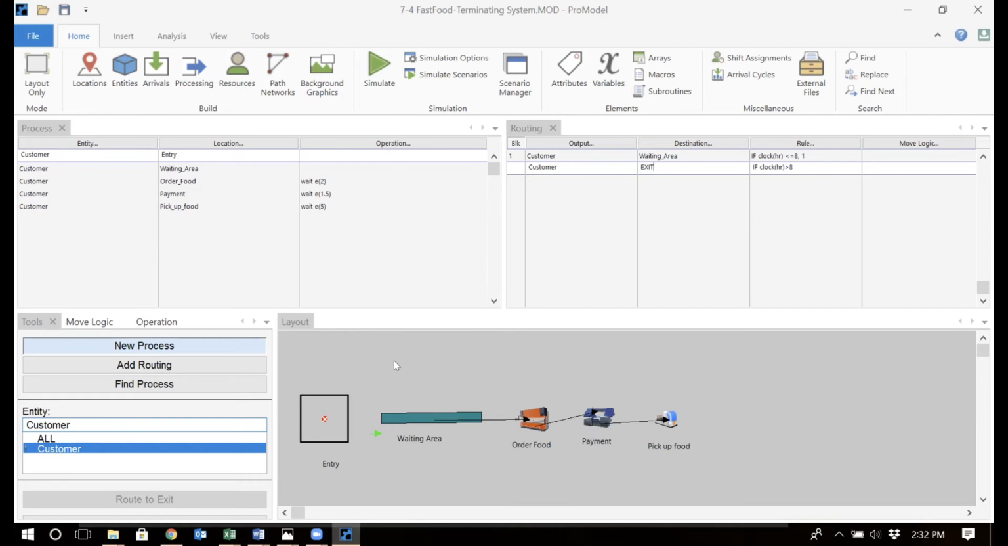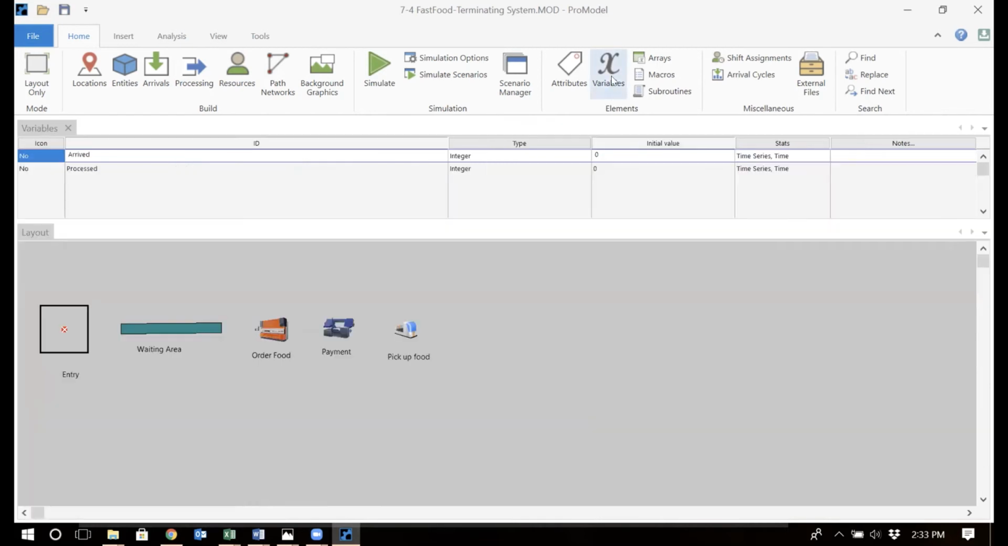So all I need is a variable that counts how many people entered the system, and a variable that counts how many people have left the system. And I need to check these two, and when they are equal, I need to stop the simulation. So let's go to the variables. I need to define two variables: one to calculate how many people have arrived to the system, and one to calculate how many people are done and have left the system. And I need to check these two to see what is the right time to stop the simulation.